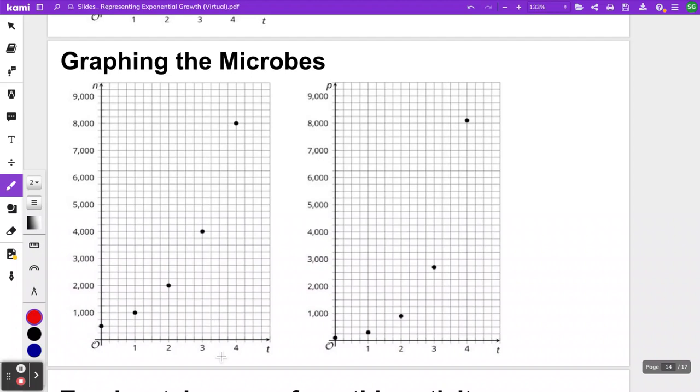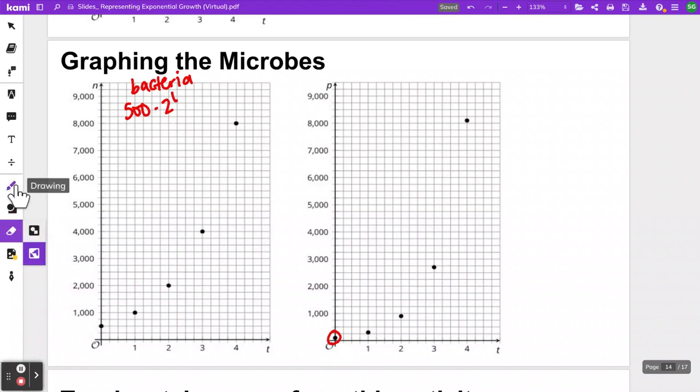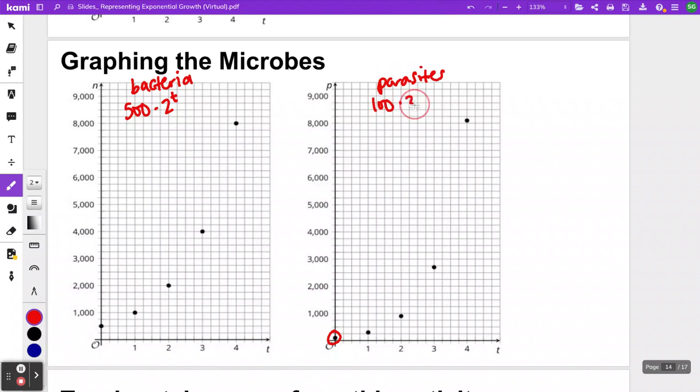Some of the things I've heard in class in the past when we've compared these is related to the 2 main features we were just looking at. First, I've had some students point out that the second one, which real quick, just as a reminder, this one was the one about bacteria, where we started with 500 and we were doubling every hour, which we were saying was t. And then this was our parasites, which we said started with 100, and it was tripling every hour for t.